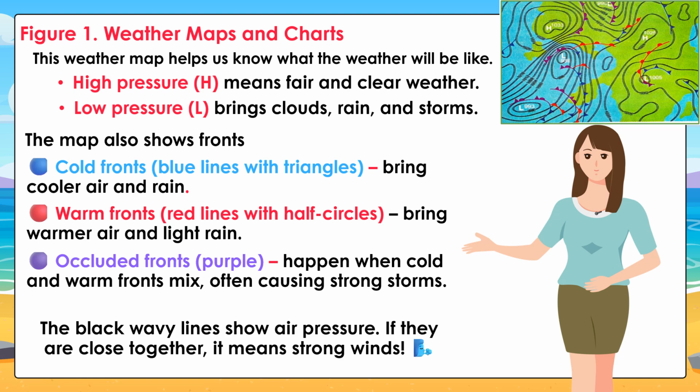And the black wavy lines show air pressure. If they are close together, it means strong winds. Let's go now with Figure number 2.